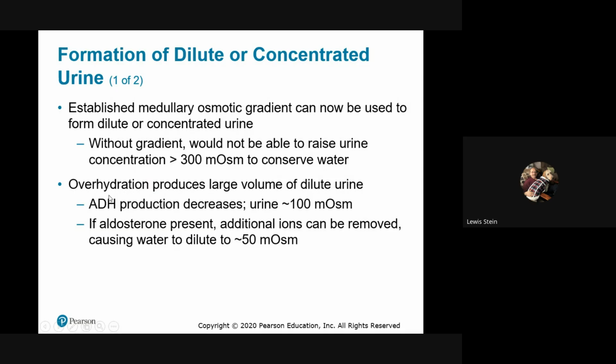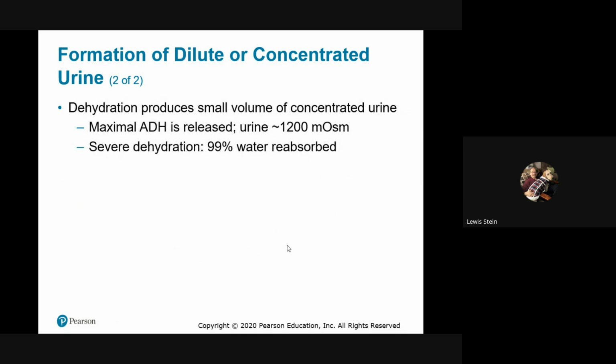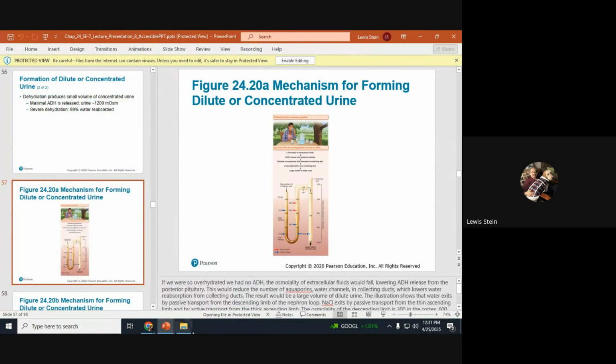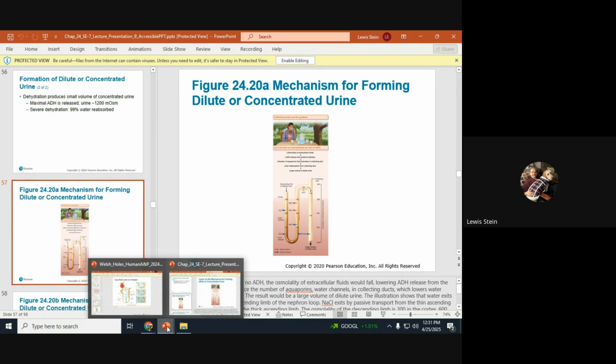So all those things, overhydration. If aldosterone is present, additional ions can be removed, causing the water to dilute to 50 milliosmoles. In the absence of aldosterone, we would end up losing so much sodium. It would be extraordinarily problematic. Let me go back. I tried to give you a brief explanation without going crazy.